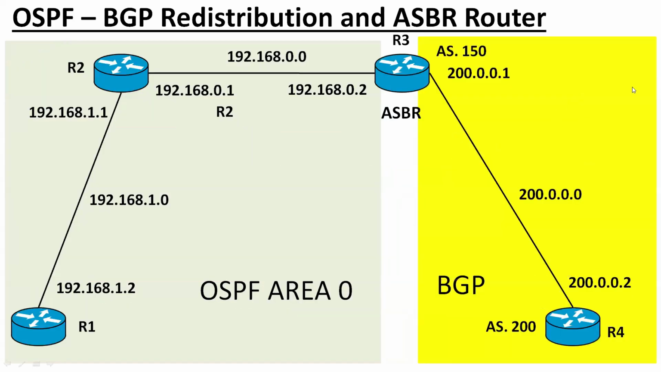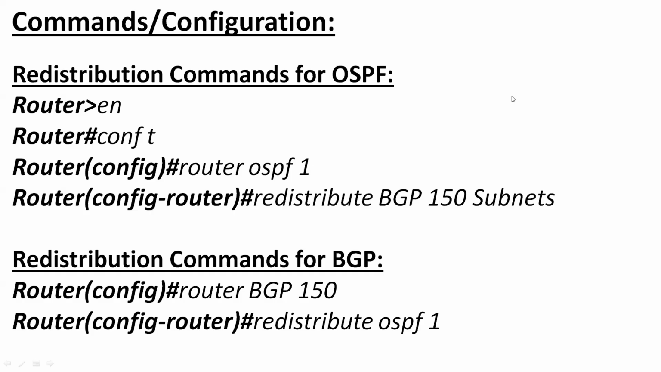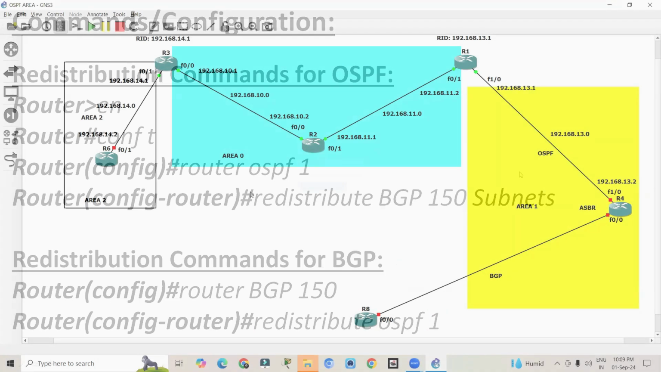Let us assume we have a network like this in which three routers, R1, R2 and R3, are part of OSPF and two routers are configured with BGP. Now, when we do the configuration on router R3, we have to advertise the OSPF into BGP and BGP into OSPF. The benefit of this is that the two protocols will interact with each other. For the redistribution, there is a simple command: redistribute BGP 150 subnets. This is the AS number. On OSPF you do this, and in BGP you do redistribute OSPF and the process ID of that OSPF. Okay, let's do the practical over this.